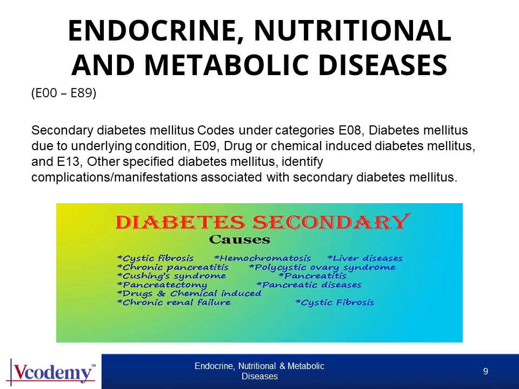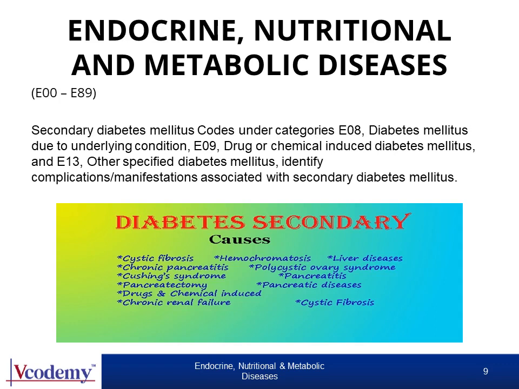So secondary diabetes mellitus codes under category E08 diabetes mellitus due to underlying condition, E09 drug or chemical induced diabetes mellitus, and E13 other specified diabetes mellitus. Identify the complications/manifestations associated with the secondary diabetes mellitus. So what can cause diabetes? What are those conditions? So they are underlying conditions.